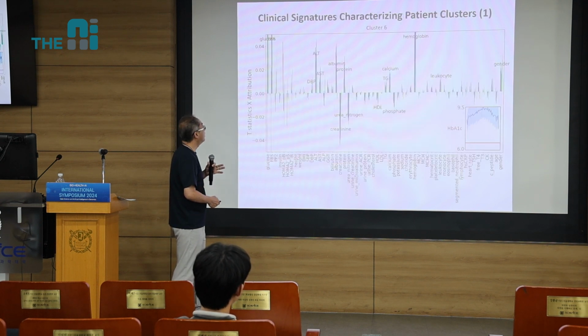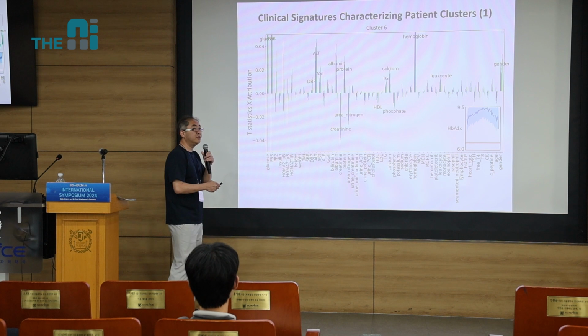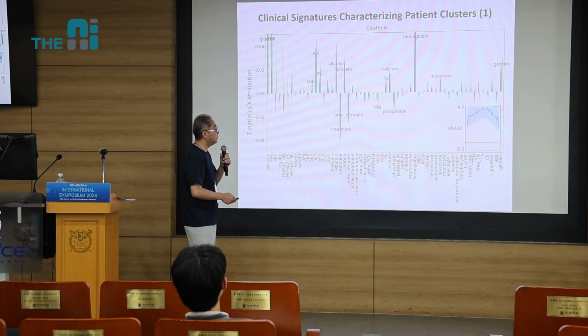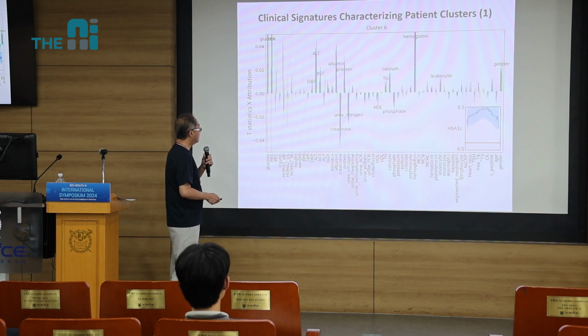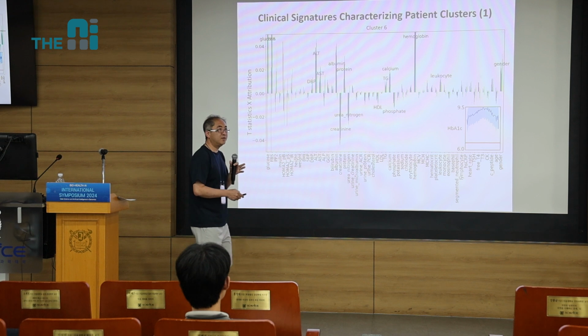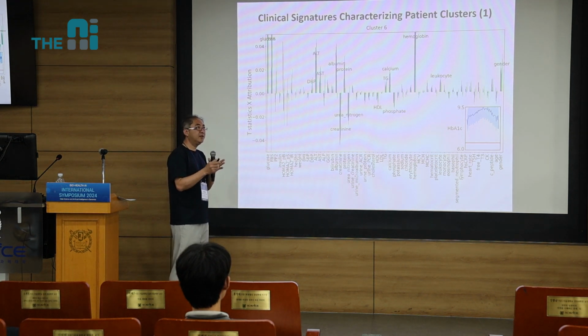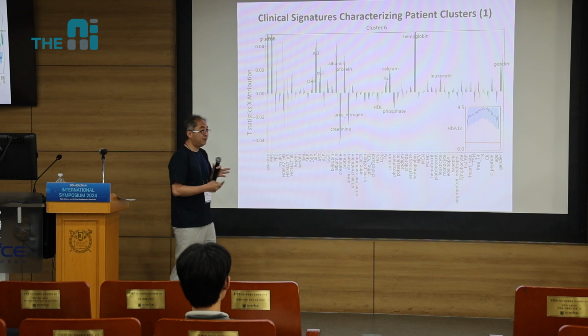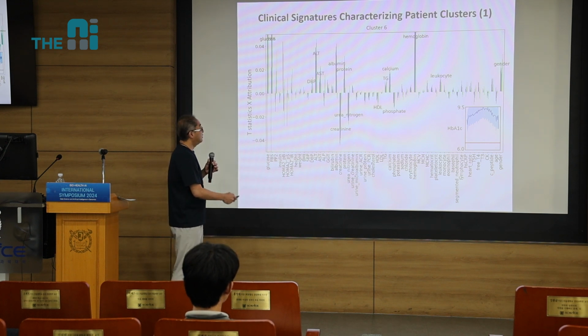So if you look at what kinds of variables are contributing to defining this patient group, you can see the ALT and AST levels are high, which means these are the patients with liver damage. So if you see a patient with liver damage, you should treat the liver damage first, and then do the diabetes care, right? And this is the reason.